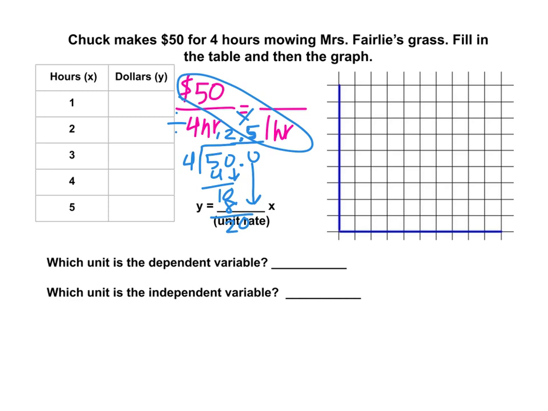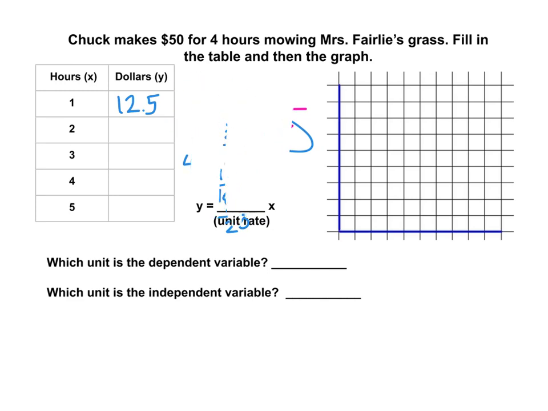So we are getting 12.5, but we are talking about money. So keep in mind, we need to make sure this looks like money. 12.5 does not really look like money. So we want to add that placeholder 0 at the end. So it's $12.50. That is for 1 hour. We already knew it was $50 for 4 hours.